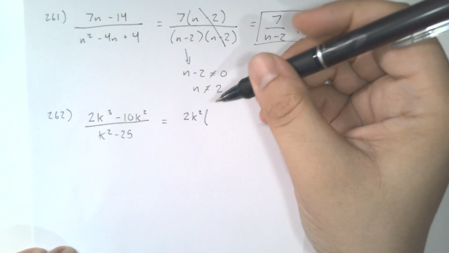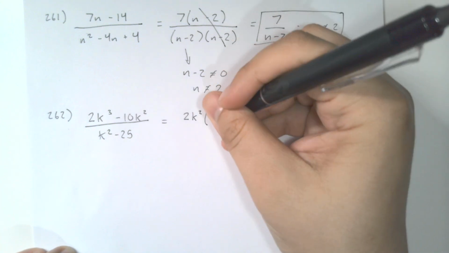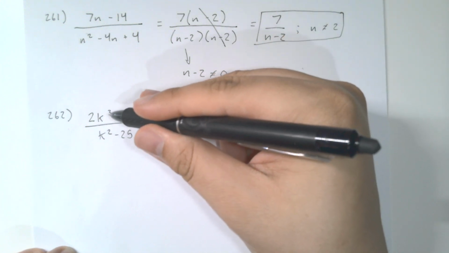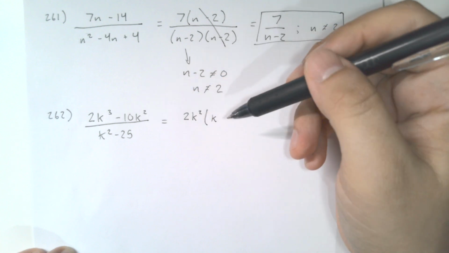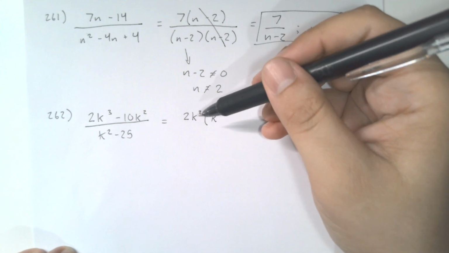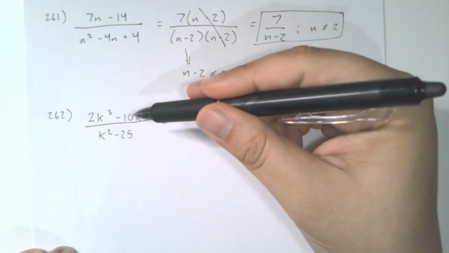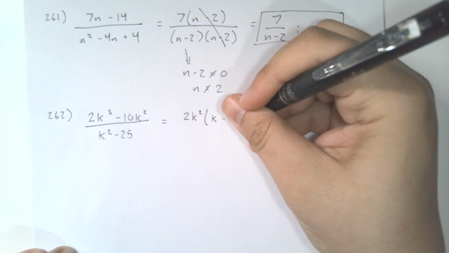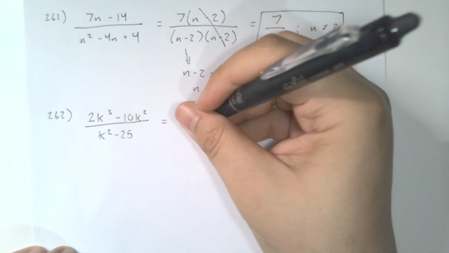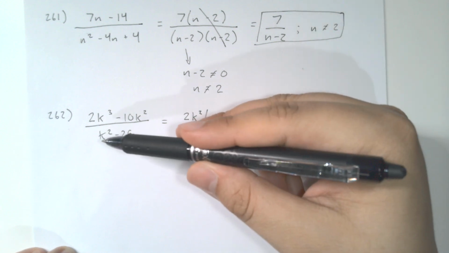And now we ask ourselves, well, 2k squared times what gives us 2k cubed? Well, if we multiply that by k again, we have 2k squared times k, so now we have 3 k's, and that gives us the k cubed. What about over here? Well, we have 2k squared times what gives us negative 10k squared? Well, we have k squared and k squared here, so we don't have to multiply by k anymore, but 2 times what gives us negative 10, that would be negative 5, because 2 times negative 5 is negative 10. So this is factored. And now we just have to factor k squared minus 25.